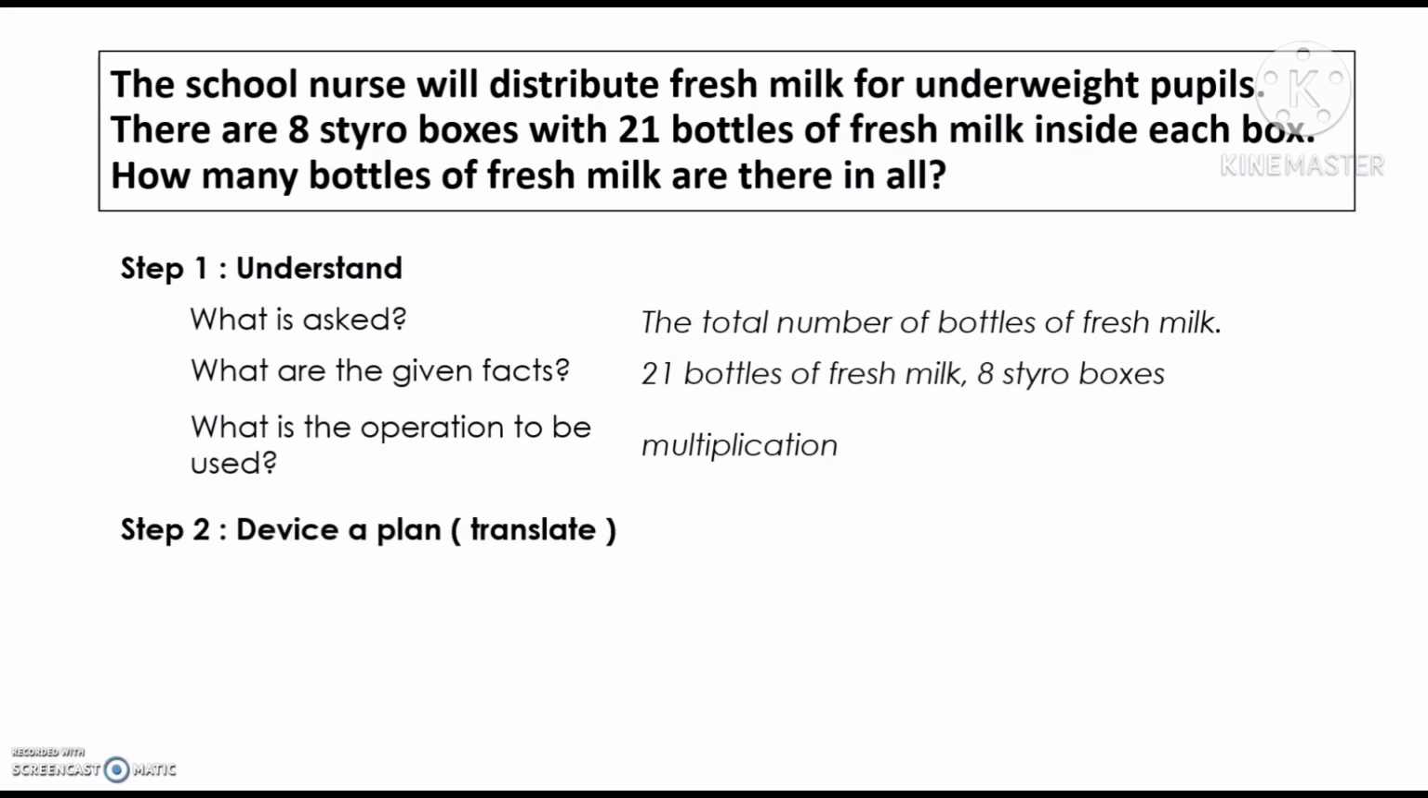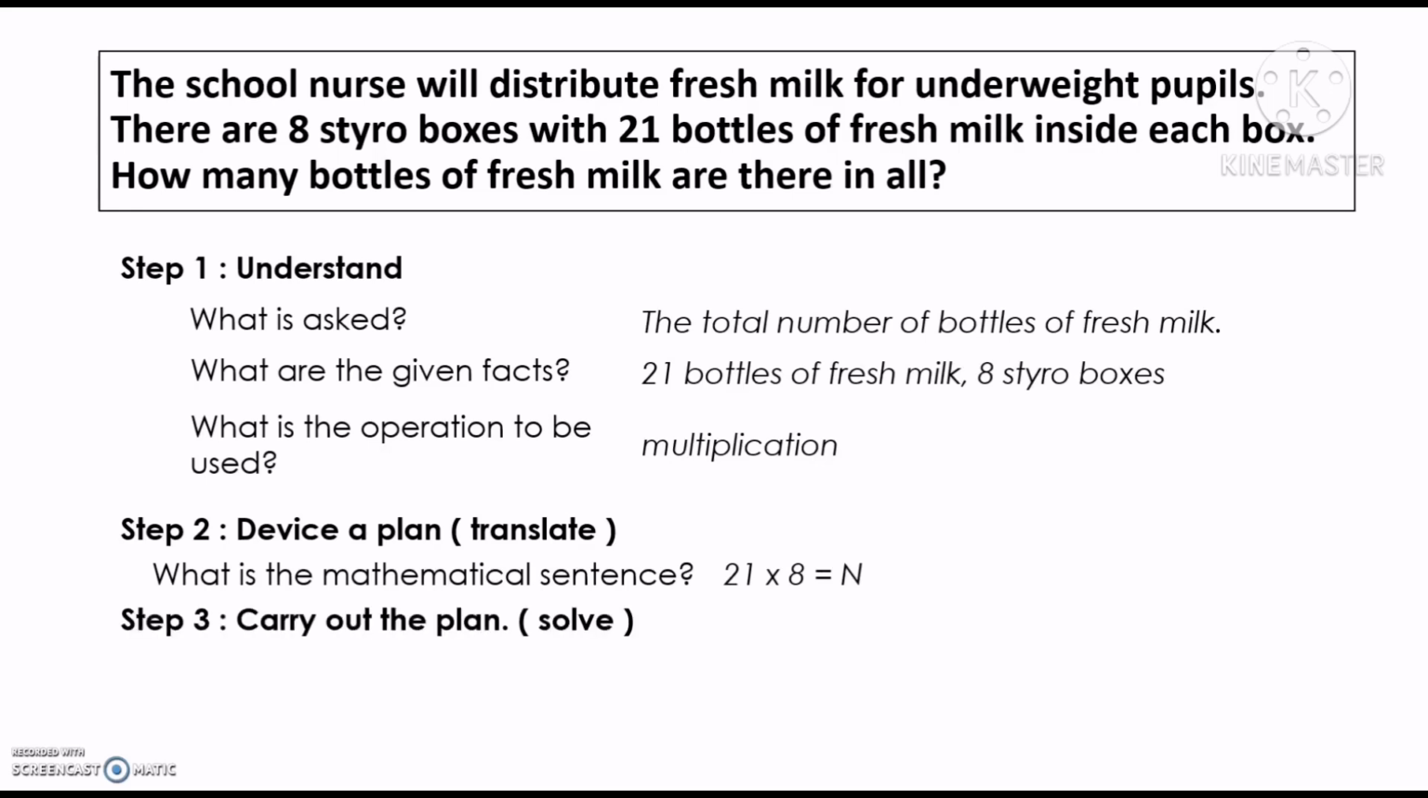Next, step 2, devise a plan. We're going to translate it. We're going to make a mathematical sentence, or sometimes they call it a number sentence. As I mentioned, 21 times 8. Next, step 3, we're going to carry out the plan. We're going to solve it now and show the solution. 21 times 8 is 168. Is this correct?